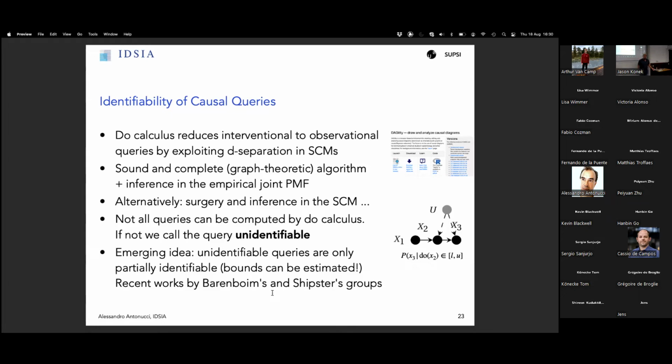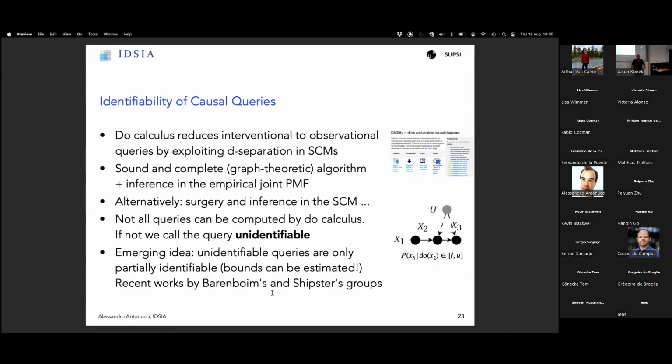But do calculus is not able to do that, because do calculus is trying to reduce the result of this query to a precise computation based on the data. There are cases in which this is not possible. So for instance, here, if we do an intervention on X2, basically we still have this latent variable which is confounding X2 and X3, and so this query is not identifiable. And we should expect, at least in the general case, an interval as the result of this query. But the traditional techniques are not able to do that.